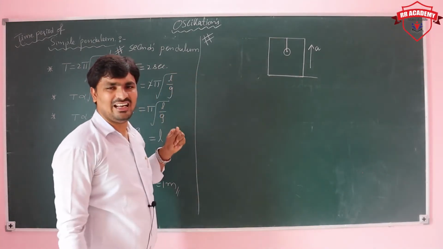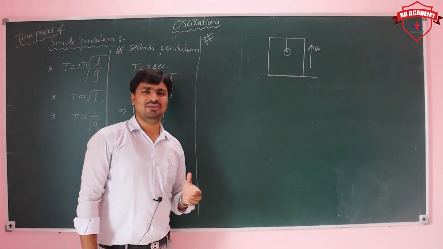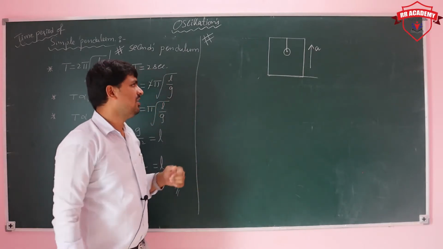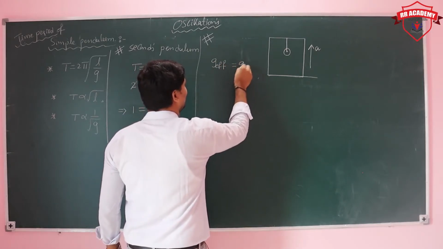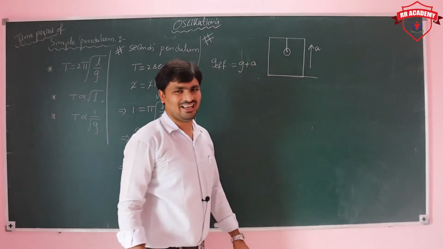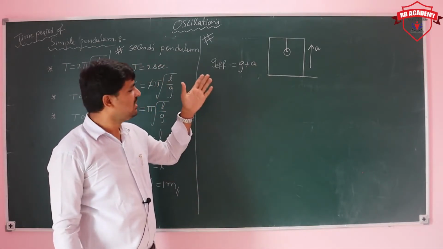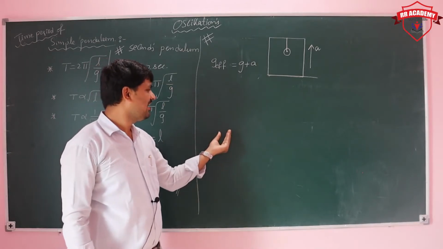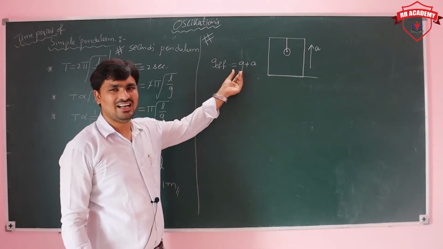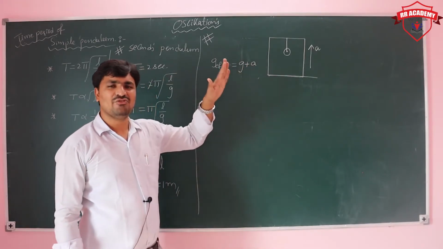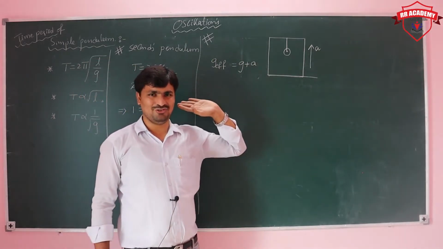Whenever the lift is accelerating upwards, we know what happens to the weight. What happens to the weight? Weight increases. So the effect of gravity, the effective acceleration, is g plus a. Why? Here acceleration is upwards, and gravity also acts in the same direction. That's the resultant acceleration we are getting, g plus a. If you have doubts, you can go with the formula: net force equals applied force minus opposing force.